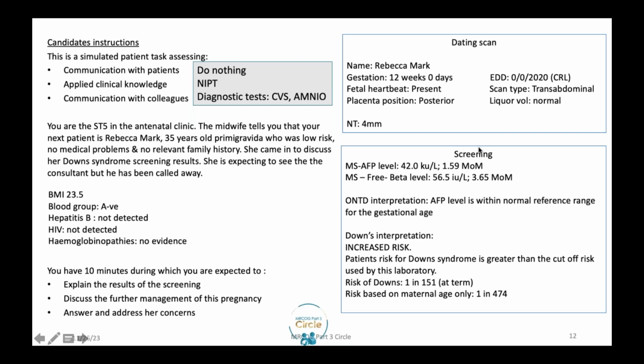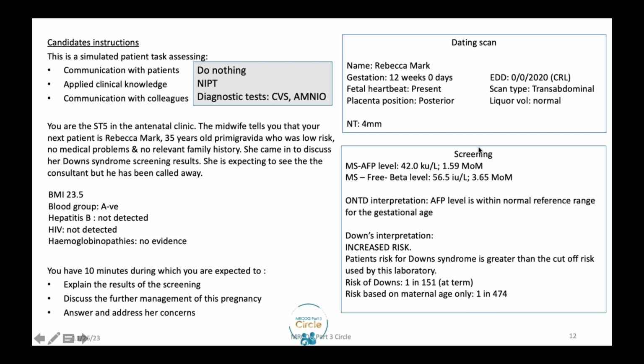Okay. Taking your age only, since you're 35, the risk of your baby having Down syndrome is, if we take 474 women with your exact same age, only one of them will have a baby with Down syndrome. So that's a more generalized estimation of risk. To personalize it more for you, we did the scan and the blood test. Okay, your result came as increased risk, meaning that if 151 women with the same test result as yours have a baby, only one of them will have a baby with Down syndrome. Is that clear? Does that make sense to you?